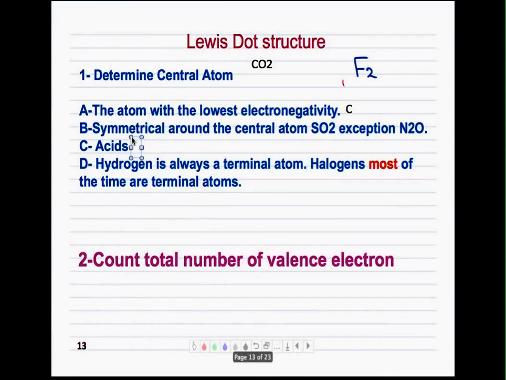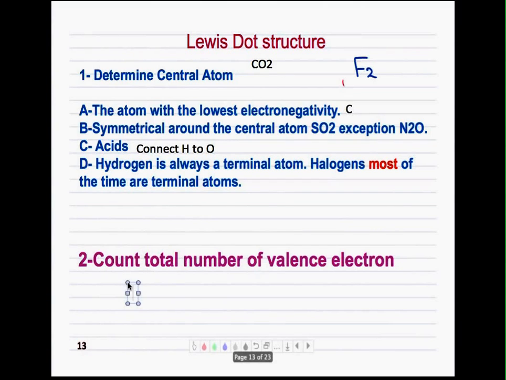Always do that. Always, in case of acids, connect. And I'm talking about oxoacids. That means acids that have oxygen. If they don't have oxygen, you can't do anything about it. Now, the next step is to count the total number of valence electrons, and I'm going to call it N total.